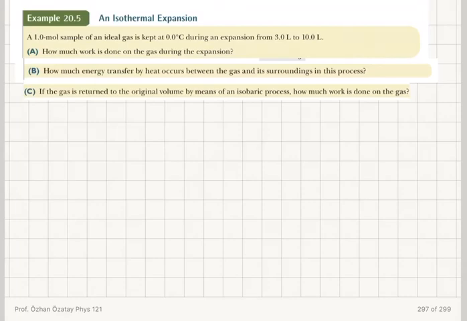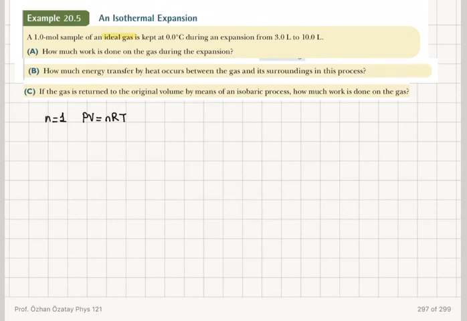Okay, so let's solve some problems about the first law of thermodynamics. The first one is an isothermal expansion. A 1 mole sample of an ideal gas. So we have an ideal gas. It's 1 mole, so n is equal to 1. And we have an ideal gas, so PV is equal to nRT.